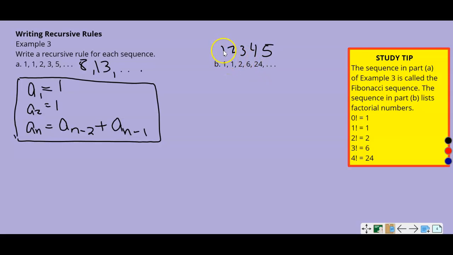All right, so 1 times 1 is 1. Okay, so it fits that pattern. So this is n. This is our term, our number of terms. So how can we write this as a recursive rule? All right, so we first need to see that a sub 0 is going to be 1. All right, and the next term is also 1.